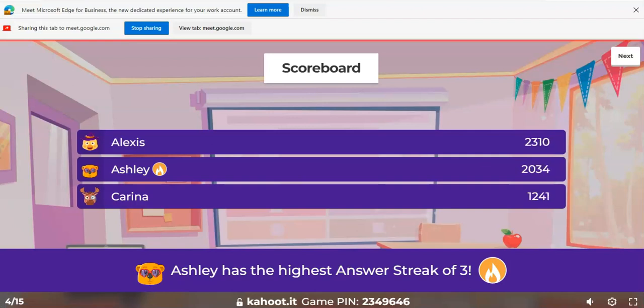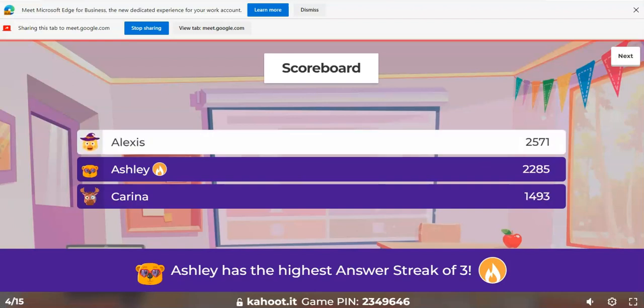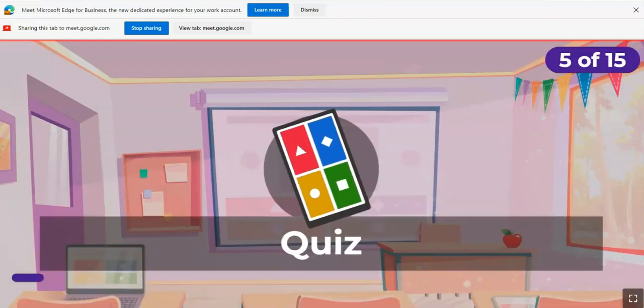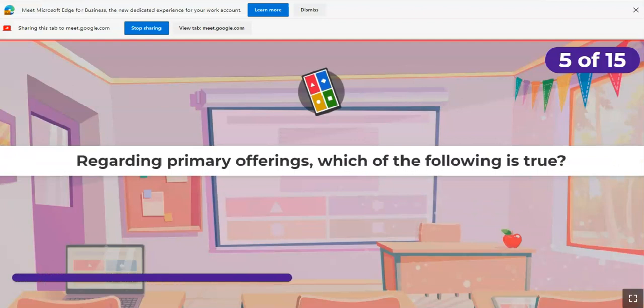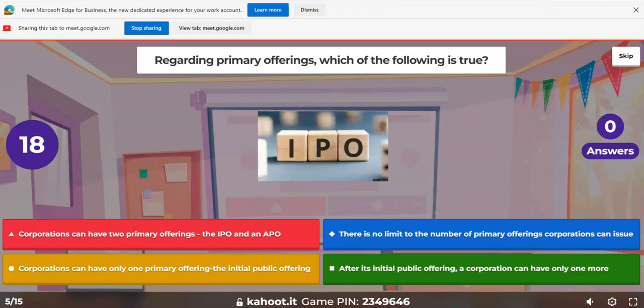Ashley's three in a row. Pretty impressive. Let's check our next one. Regarding primary offerings, which of the following is true? A. Corporations can have two primary offerings, the IPO and APO. B. There is no limit to the number of primary offerings a corporation can have. C. Corporations can only have one primary offering, the initial public offering. D. After the initial public offering, a corporation can only have one more.